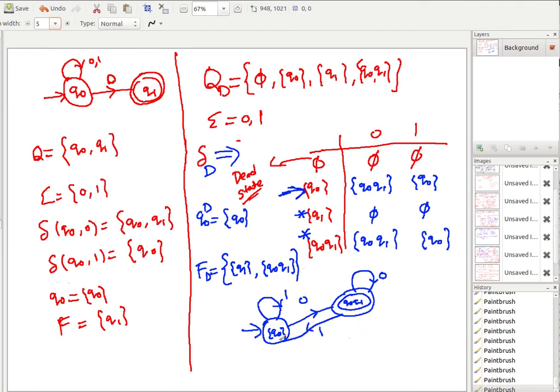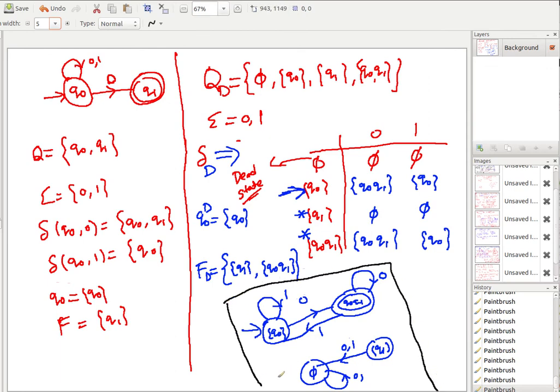Now these two are done, Q0 and Q0 Q1. What about the rest? There are two more states, one is phi, one is Q1. Phi at 0 or 1 remains in the same state, and Q1 at 0 or 1 goes to phi, right? So this whole is your equivalent DFA.